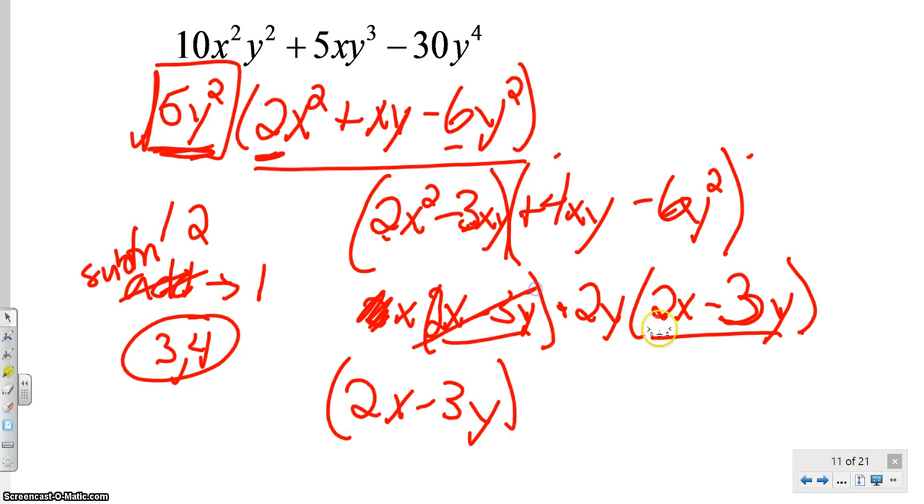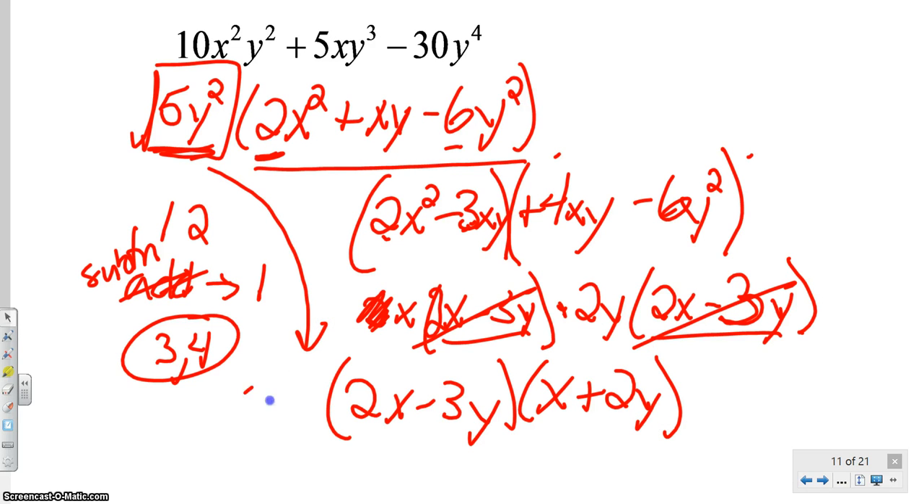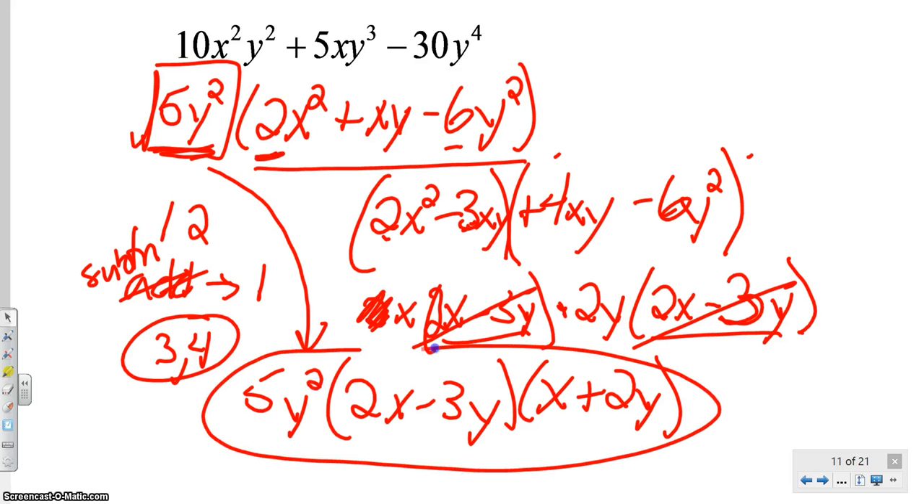All right, cross them out. What I have left over is x plus 2y. And don't forget the GCF from the very beginning. So I'll put that right in the front. And there you go.